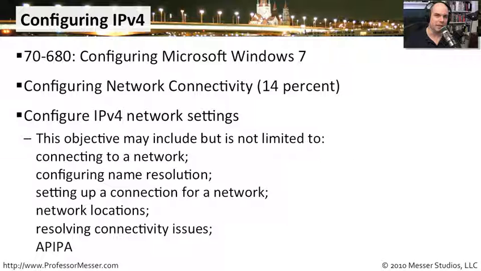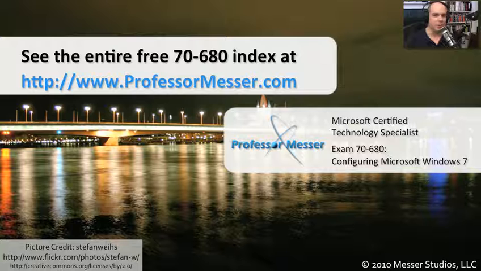Well, that covers our requirements for configuring IPv4 in your Windows 7 operating system. We should now be able to grab any of our IP configurations, put it into Windows 7, and have that work properly.